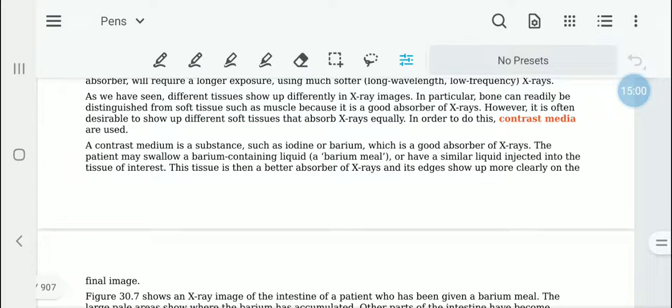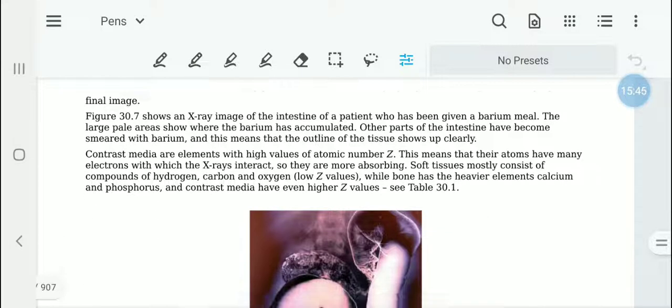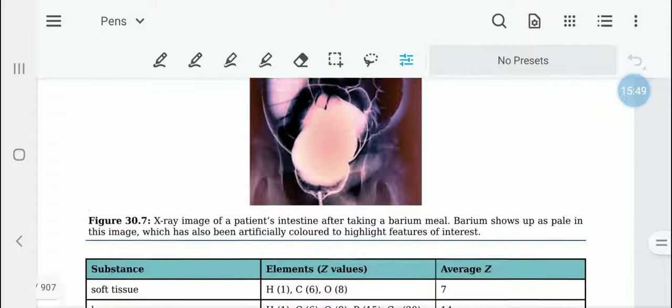Also, heavy atoms such as barium or iodine are good absorbers of X-rays, and if a patient swallows a barium containing liquid or it is injected into the tissue of interest, their edges are seen clearly because they are better absorbers.